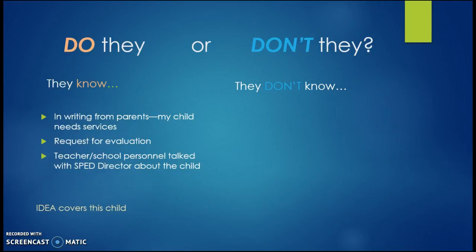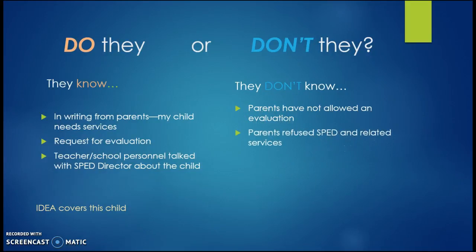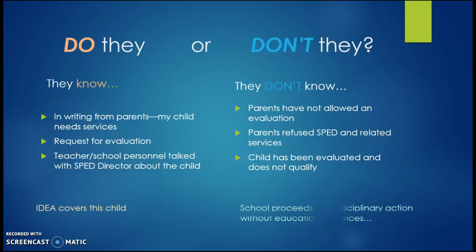And now we're back to the IDEA covering this student's suspension or expulsion. But the school is said to not have knowledge that a child is in need of services if the parents have not allowed an evaluation of the child, or they have received SPED or related services, or if the child has been evaluated and determined not to be a child with a disability. In this case, the school proceeds with disciplinary action without providing educational services for the student.